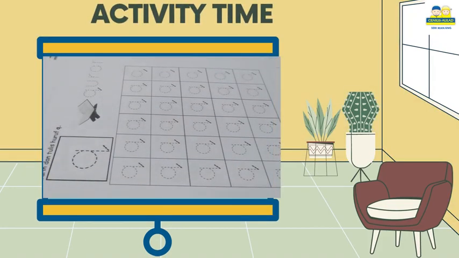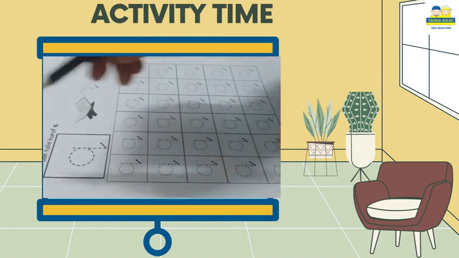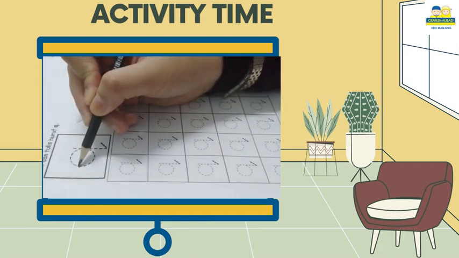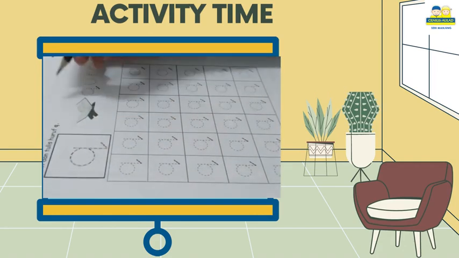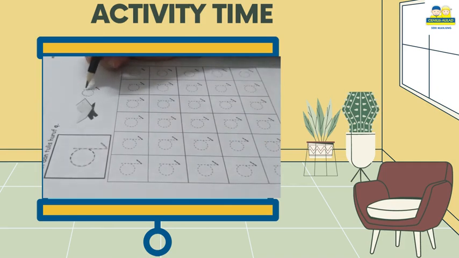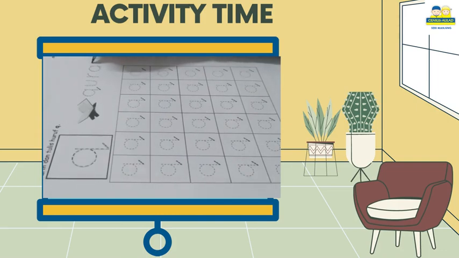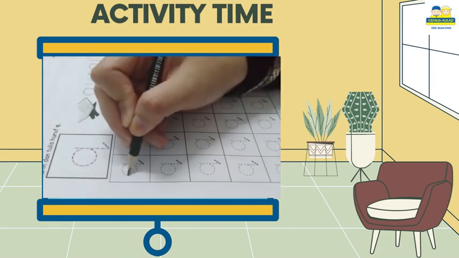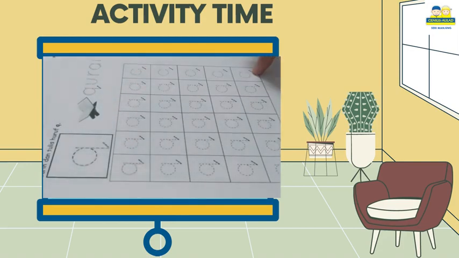For the second activity, read and write letter Q. Q for Quran. Then follow the dot for letter Q until the end.